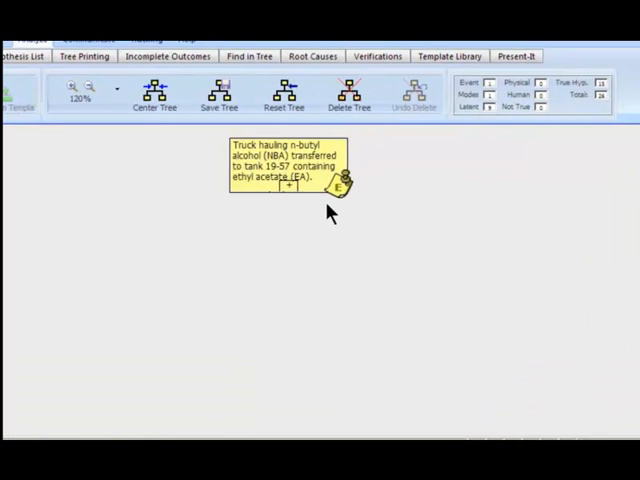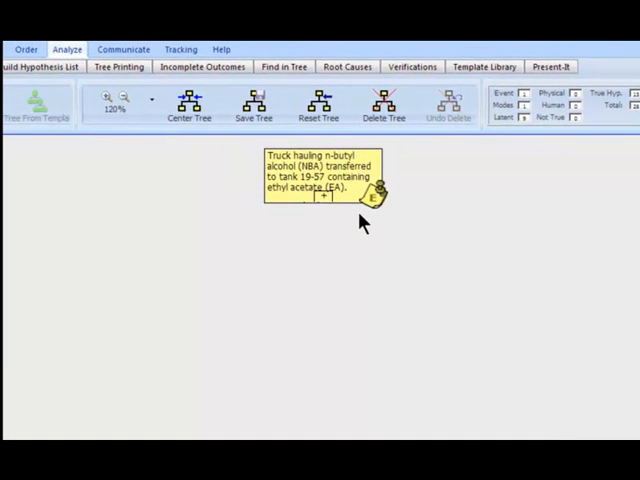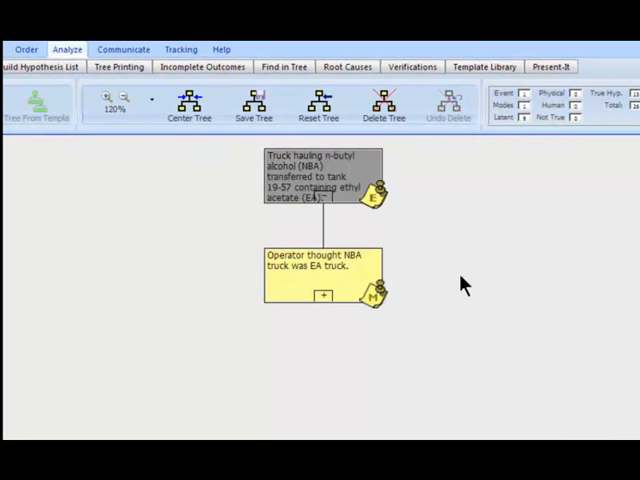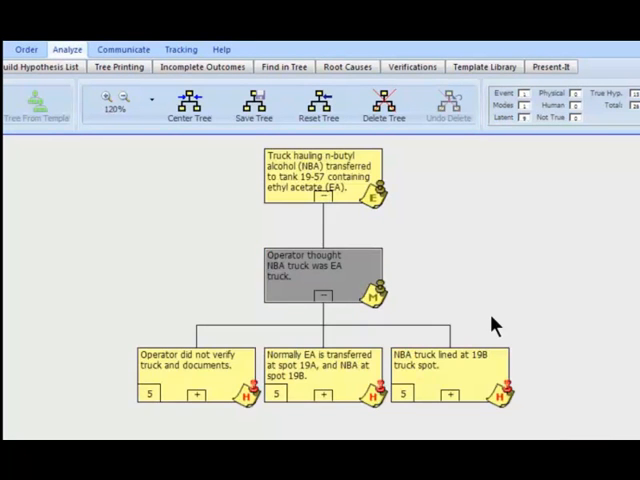The event in this case was that there was a truck hauling N-Butyl alcohol, or NBA, transferred to tank 19-57 containing ethyl acetate, or EA. How could that occur? The operator thought that the NBA truck was the EA truck. How could the operator think that? The operator did not verify the truck and the documents.